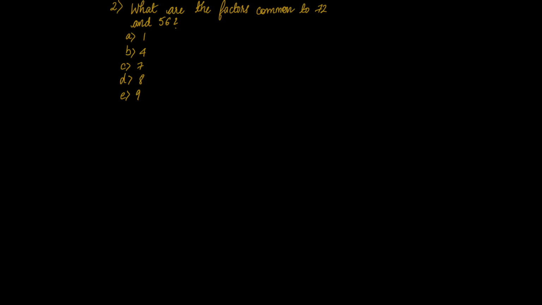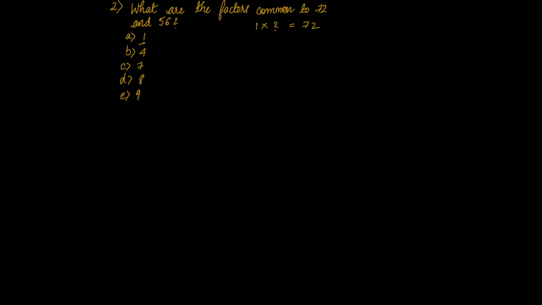What are the factors common to 72 and 56? Now, what does this question mean? For a number to be a factor of some other number, like for example 1, then you must be able to multiply 1 by some number to give you the number that you want, let's say 72.